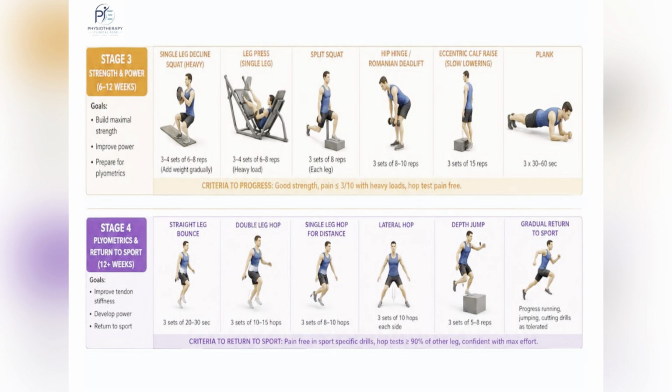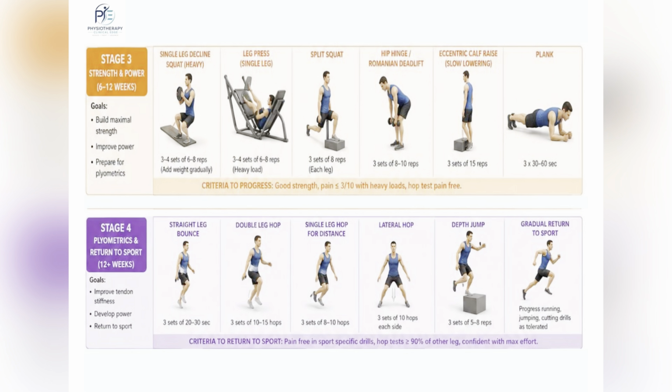The exercises become heavier and more demanding, including weighted decline squats, single leg press, split squats, Romanian deadlifts, and core strengthening exercises. The aim is to restore maximal strength and prepare the athlete for plyometric activities.